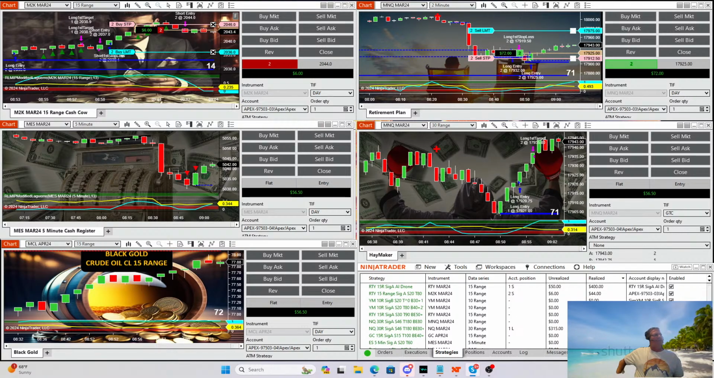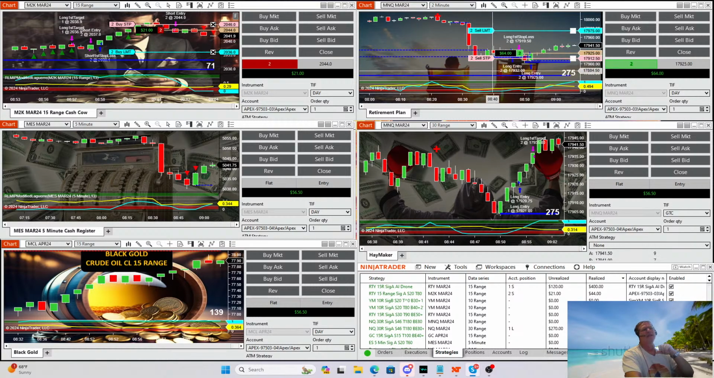So what I've done here in the top left is the M2K. That's of course the micro for the Russell. We're going to trade our cash cow on the micros today. Over to my right is our retirement plan, and I'm in this trade that's kind of working up towards this profit target. It looks like it's retracing from that big drop down earlier. So hopefully that'll come up there and hit my profit target. And that's our retirement plan strategy.